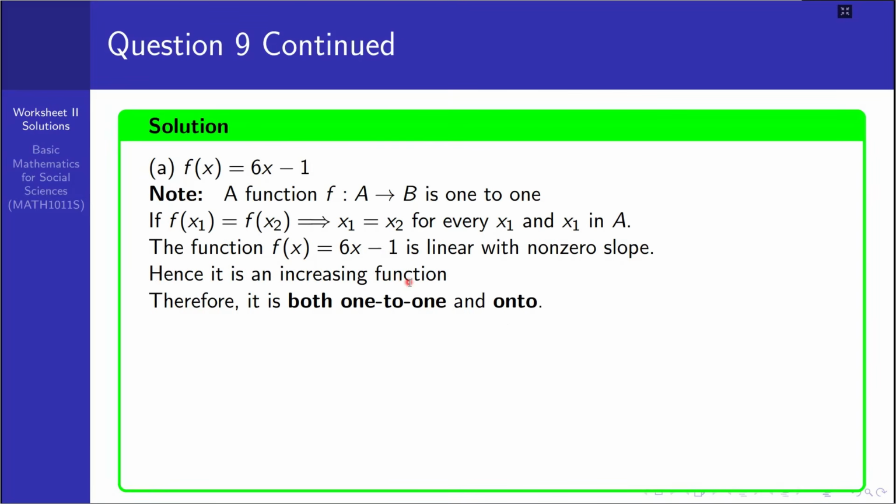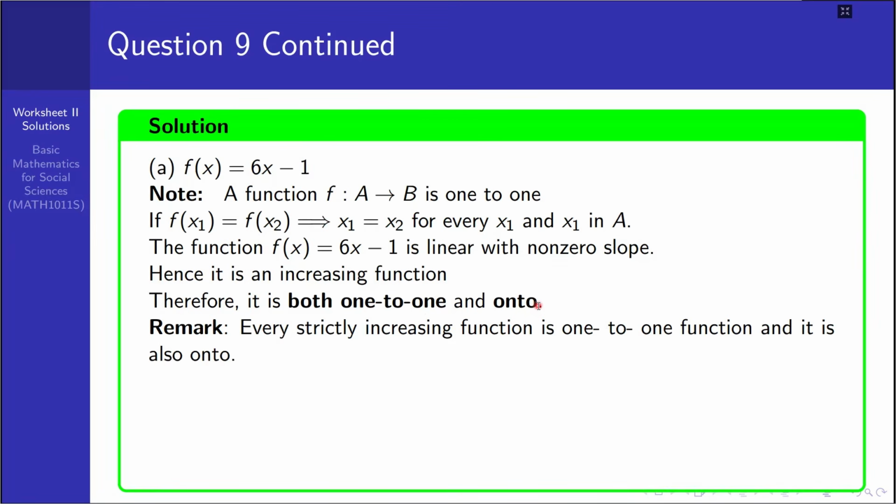Therefore, the given function f of x equal to 6x minus 1 is both one-to-one and onto function. We have this remark: every strictly increasing function is a one-to-one function and it is also an onto function.